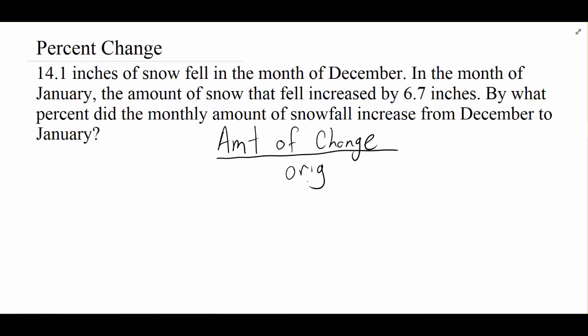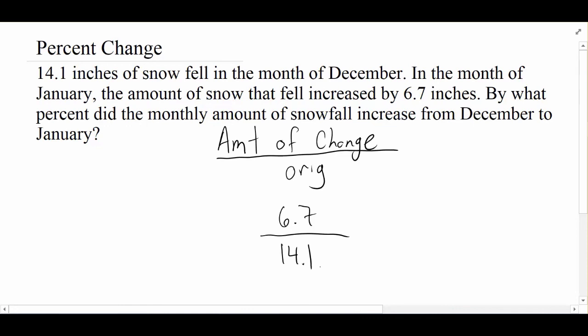So in this particular example, we had 14.1 inches of snow that fell in the month of December. And in the month of January, the amount of snow that fell increased by 6.7 inches. By what percent did the monthly amount of snowfall increase from December to January? So in this particular example, we were actually given the amount of increase, which was 6.7. And the original amount would be the amount that happened earlier in time. So December's amount, which was 14.1.